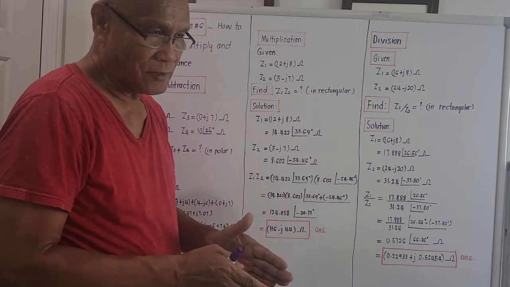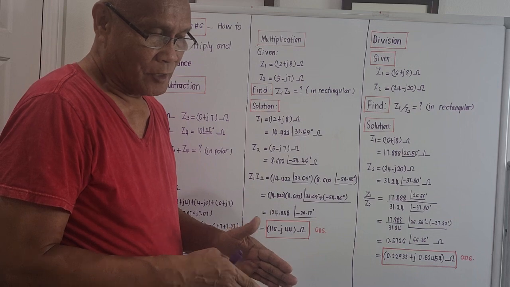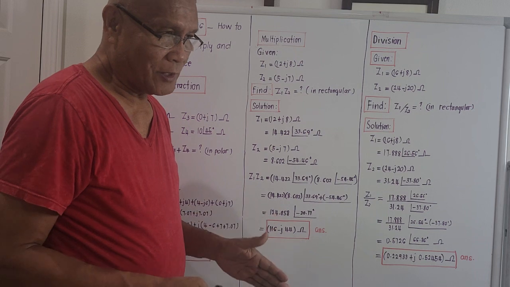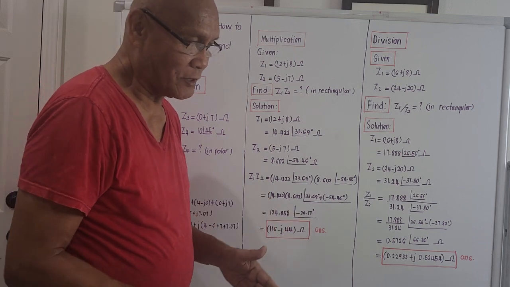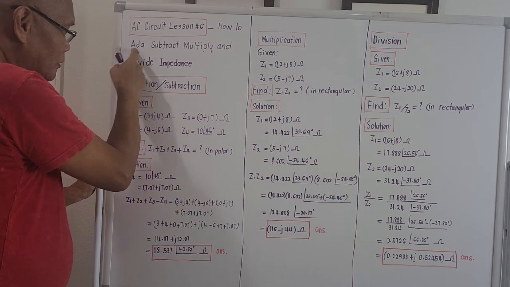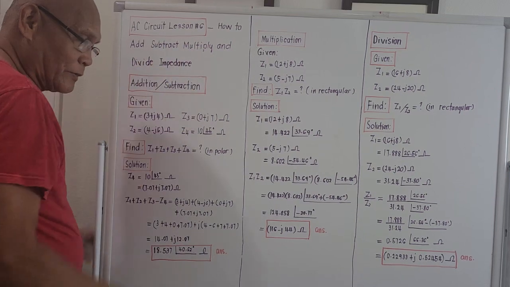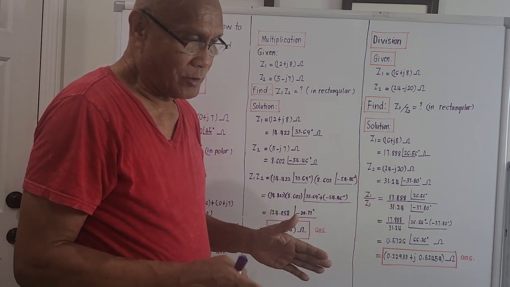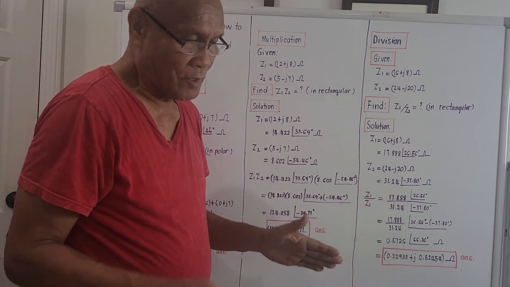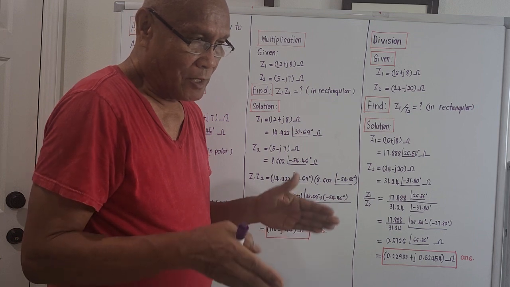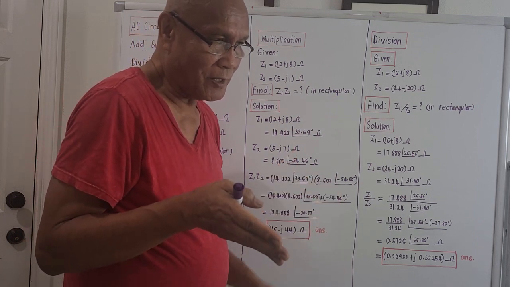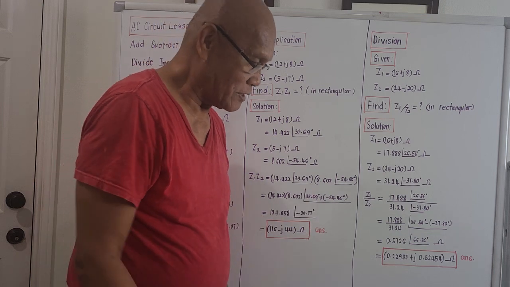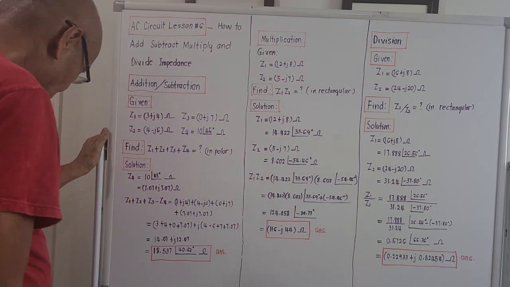Without knowing impedance, there will be a problem. That's why we will try to bring out the fundamental operations and how to operate on impedance, that is, how to add, subtract, multiply, and divide. Even the other parameters, current and voltages, are all complex numbers. But for the meantime, we will concentrate on the addition, subtraction, multiplication, and division of impedance. Okay, let's proceed.